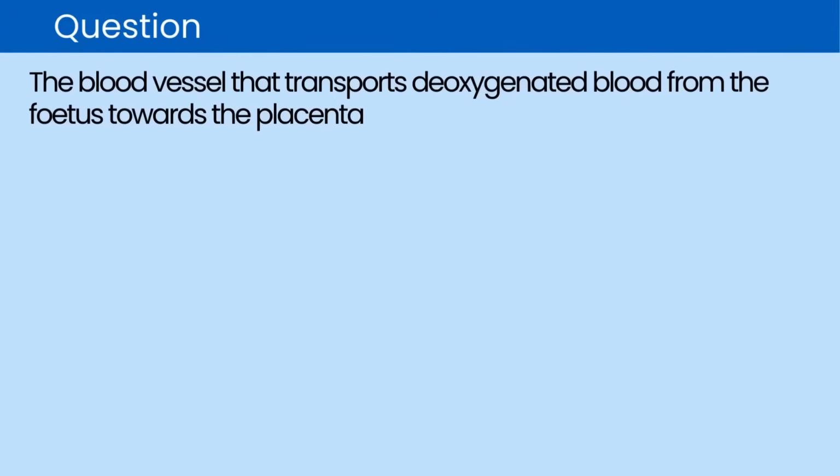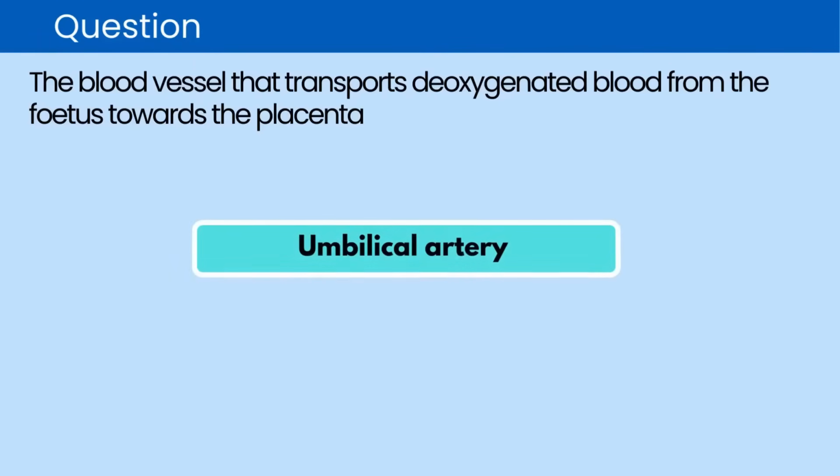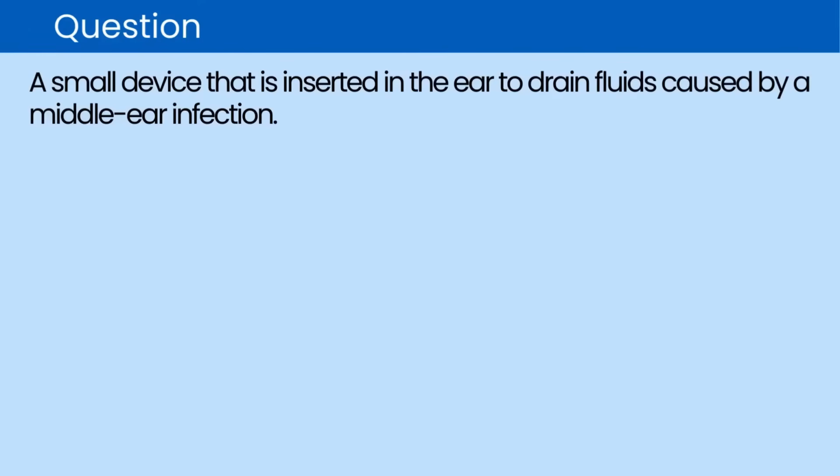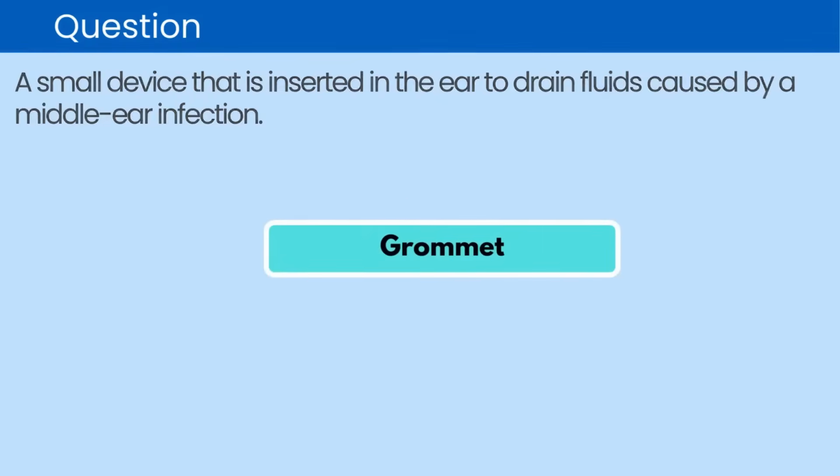Question: the blood vessel that transports deoxygenated blood from the fetus towards the placenta. The correct answer is umbilical artery. Question: a small device that is inserted in the ear to drain fluids caused by a middle ear infection. The correct answer is grommet.